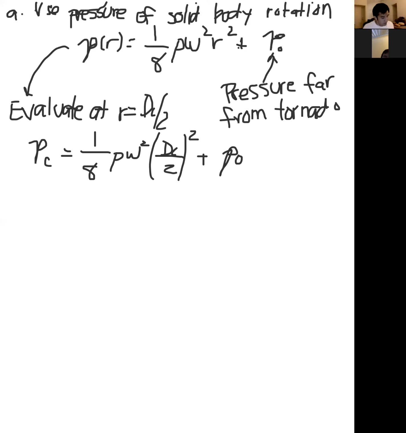Okay. So we have P sub C is equal to 1 over 8 times rho omega squared times D_C over 2 squared plus P naught. Okay. So we have everything in this expression, so we can solve for omega now.